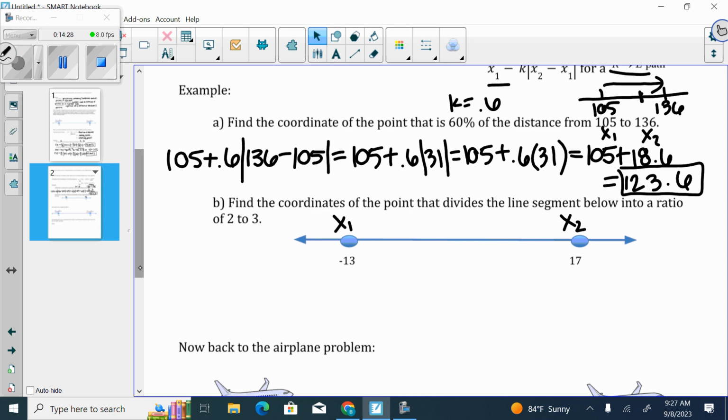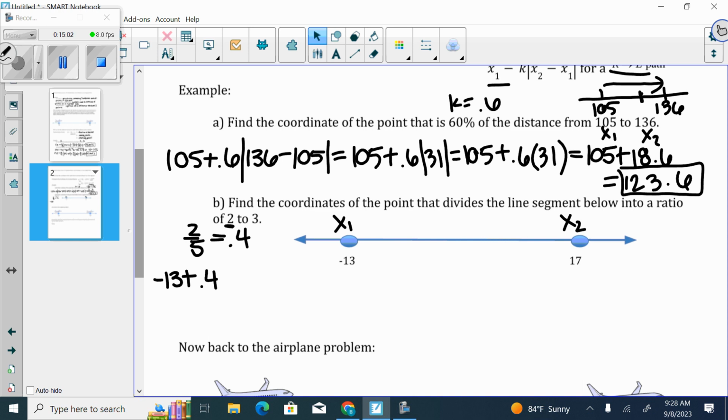All right, so this time they gave me that ratio again, so I need to turn that into a fraction. What would my fraction be? 2 over 5, very good. So we picked this number, since it was listed first, out of the total 5 parts. So here's my k. That also can be written as a decimal. What is 2 fifths as a decimal? 0.4.